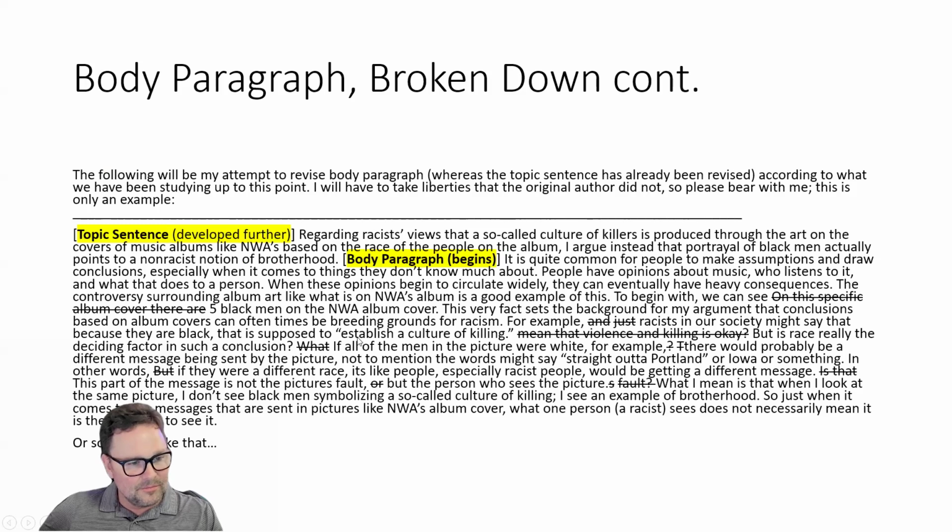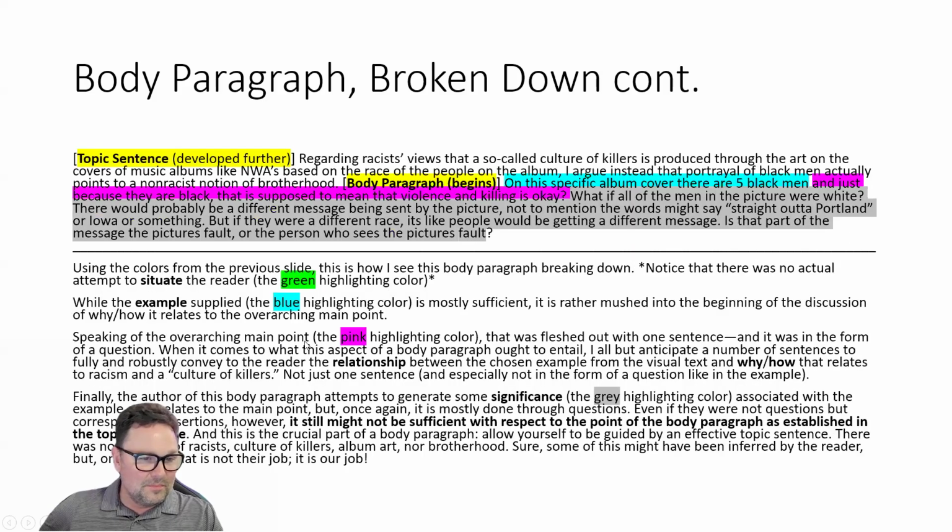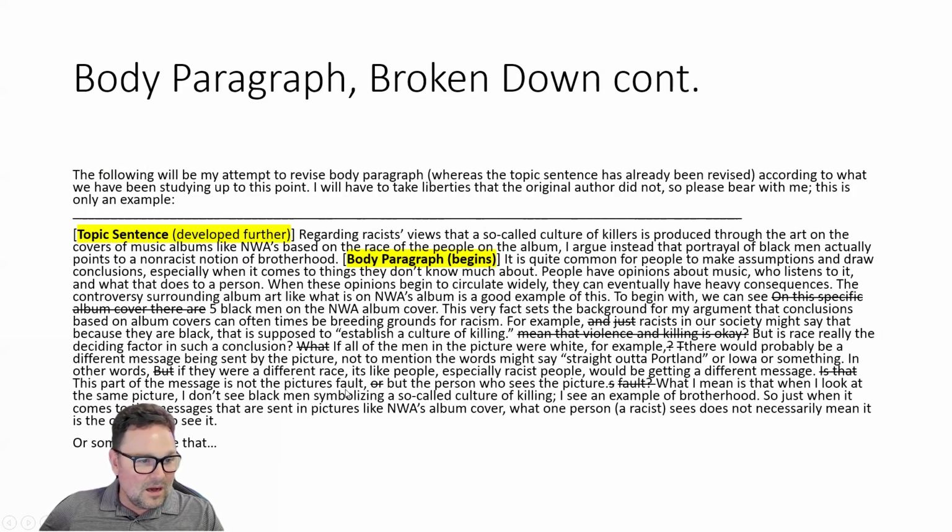What I've done here is like we did before. These crossed out parts were basically the parts of the original body paragraph that we could work with, that we could build on. A lot of the questions were just sort of taken out, or they were turned into statements. They were turned into claims. But that's one way of looking at what we can do with a body of a paragraph.